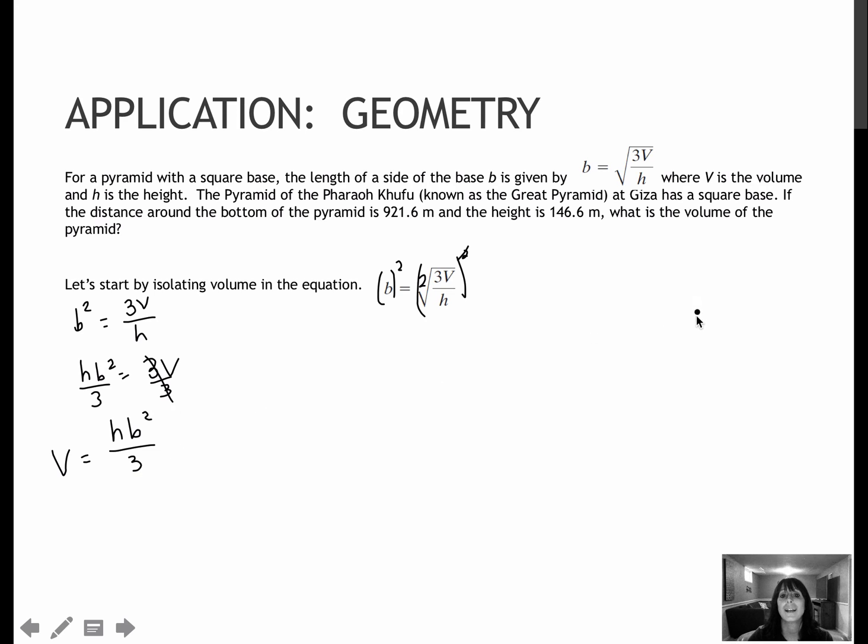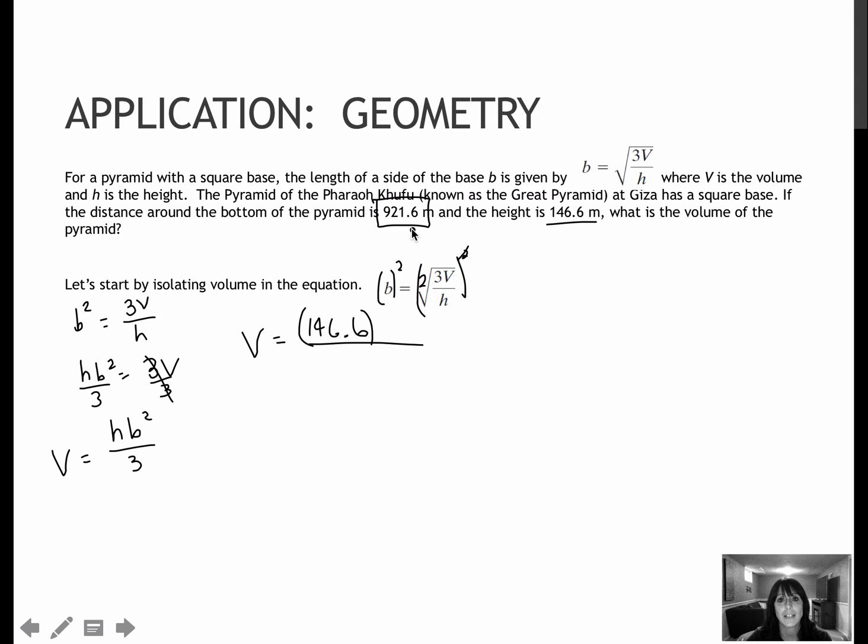Now, I'm going to plug in values that I know. So what do I know? I don't know volume, obviously. That's why I isolated it to try to figure out what it is. I do know the height is 146.6. And I don't know the base, but I know that the perimeter of the base is 921.6.